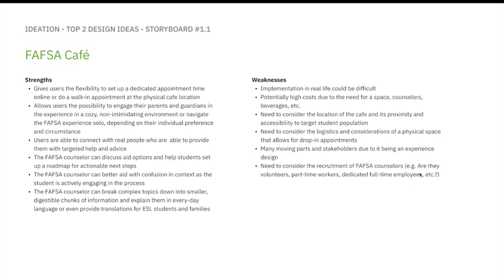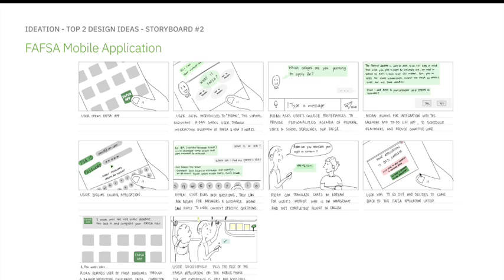Our second design idea is a FAFSA mobile application. The system features include improved information architecture, a more intelligent chatbot, additional language options, and integration with the reminder and calendar apps, thereby enhancing accessibility for all users.